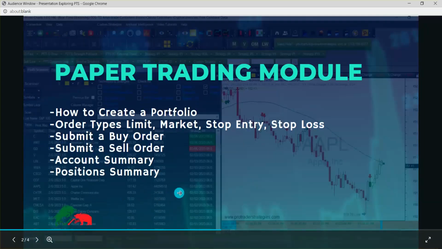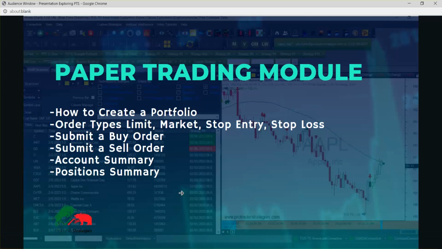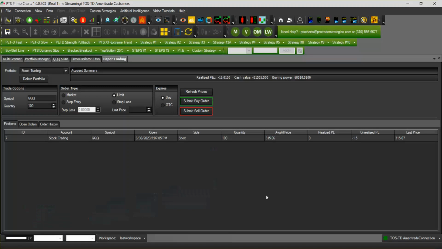Today we're going to continue to talk about the paper trading module, how to create a portfolio, the order types, limit, market, stop entry, stop loss, how to submit a buy order, how to submit a sell order, the account summary, and the positions summary.